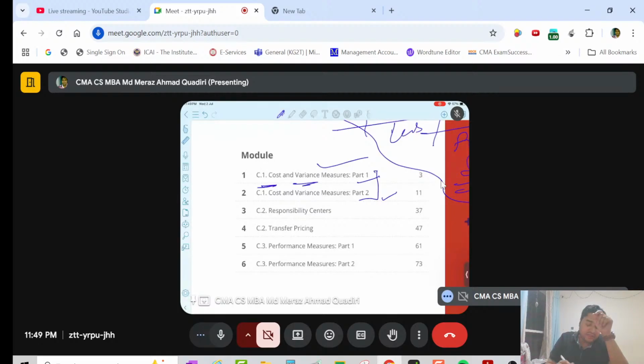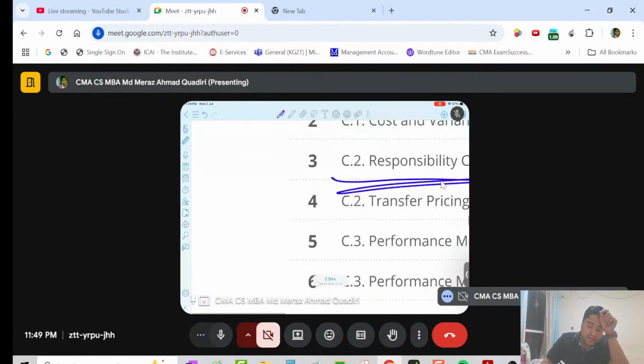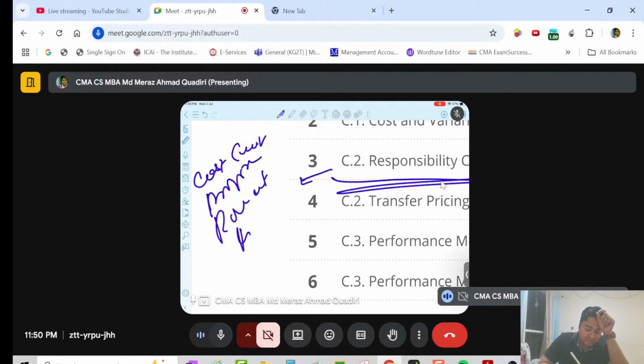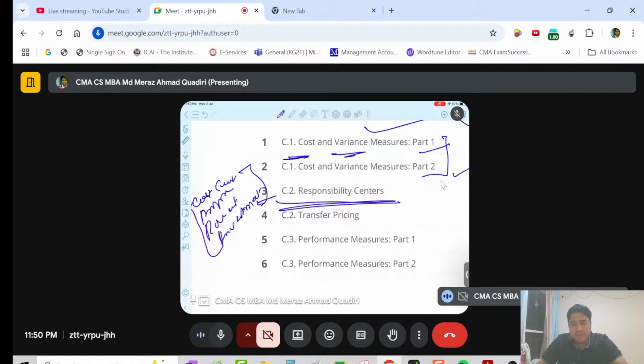Then you will learn responsibility accounting. When you say responsibility, we will learn the cost center, profit center, revenue center, and investment center, because these are very important to understand which department is making business for the company and which is not. Then transfer pricing, because it is important not just from the costing point of view, but from the company's point of view if you have two departments.